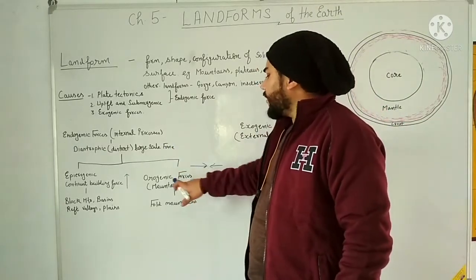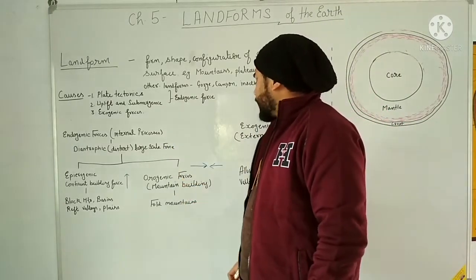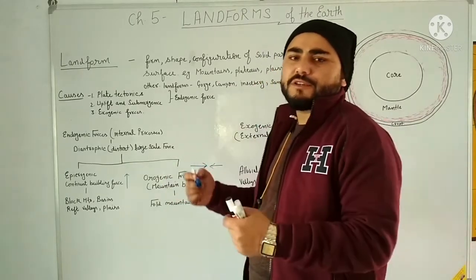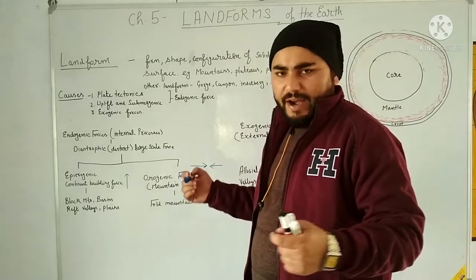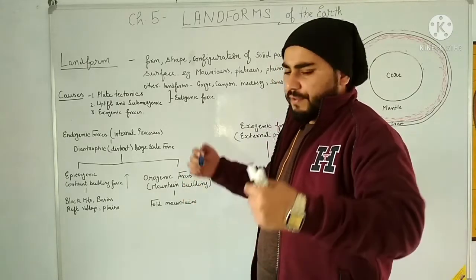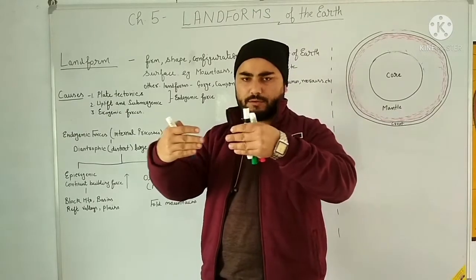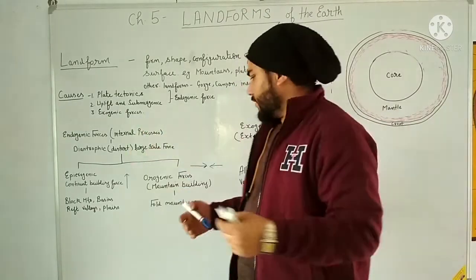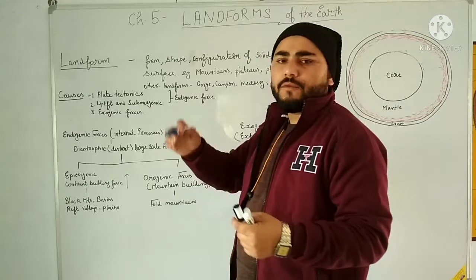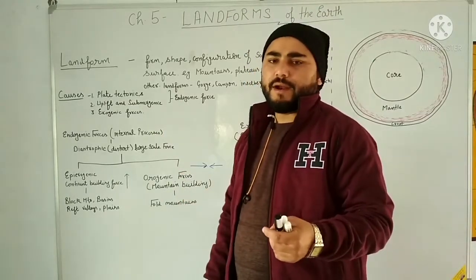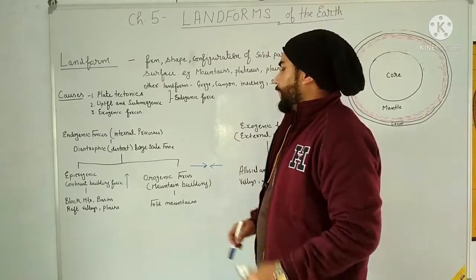So here in orogenic forces, the tectonic plates move towards each other and collide with each other. When they move towards each other in this manner, that is called horizontal direction. So in that direction, what happens? Crumbling of the land surface takes place and fold mountains are created. So that we will study.